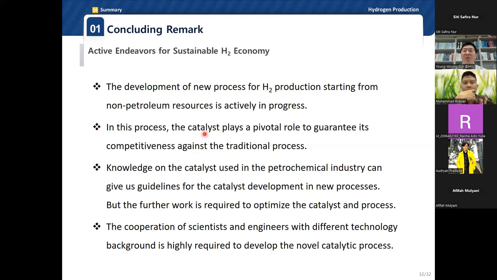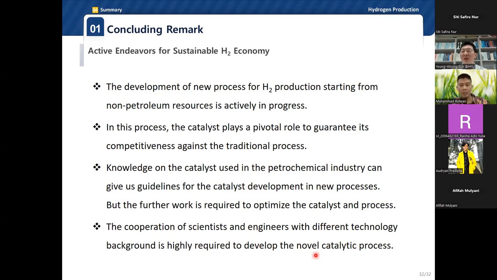And also, I mentioned many times in today's talk, the catalytic material is the most important to get the efficient and also proactive hydrogen production, rather than just the traditional SMR reaction. So I'm recommending many undergraduate students to pursue the subject of catalysis in the graduate course. And finally, the cooperation of scientists and engineers with different technology backgrounds is highly required to develop the novel catalytic process.